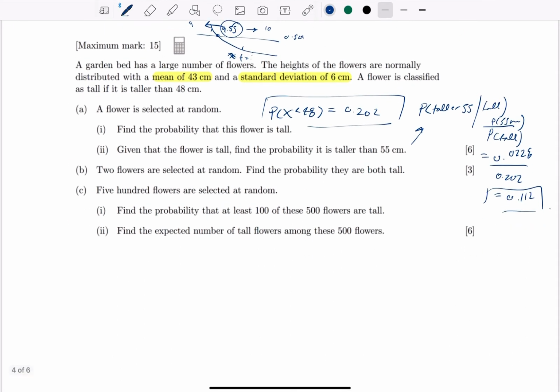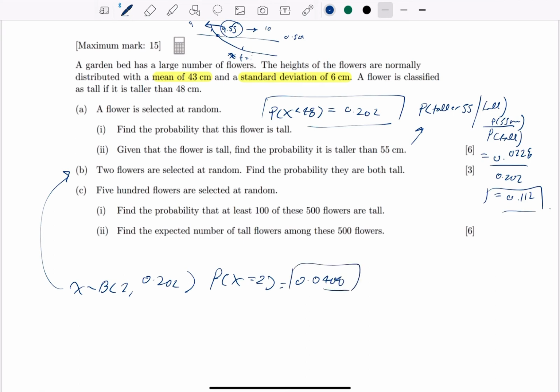Two flowers are selected at random. Find the probability that they are both tall. This looks like a binomial one to me. So we have two trials. Our probability of being tall is 0.202. And we're interested in finding it for x is equal to 2. And if you plug that in real quick, binomial PDF, 0.202, you will find that your answer is 0.0408.